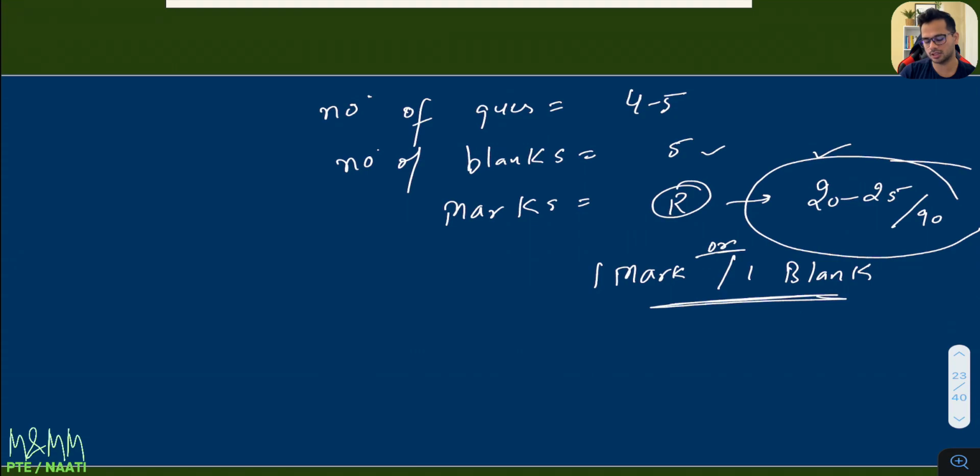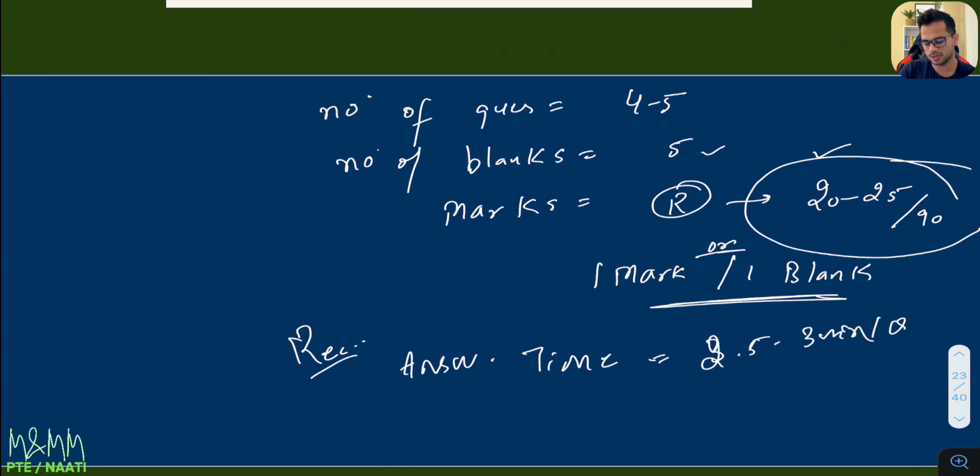Extremely important topic. The more blanks you get right, the more marks you get. It's as simple as that. So even if you're aiming for 65 or 79, definitely a very important topic. And in terms of recommended answering time, for this particular topic, I would prefer again about 2.5 to maximum 3 minutes per question. So fill in the blanks, the reading, and fill in the blanks, the reading plus writing. These are the 2 topics where I would be giving the maximum amount of time because of how important these 2 topics are.